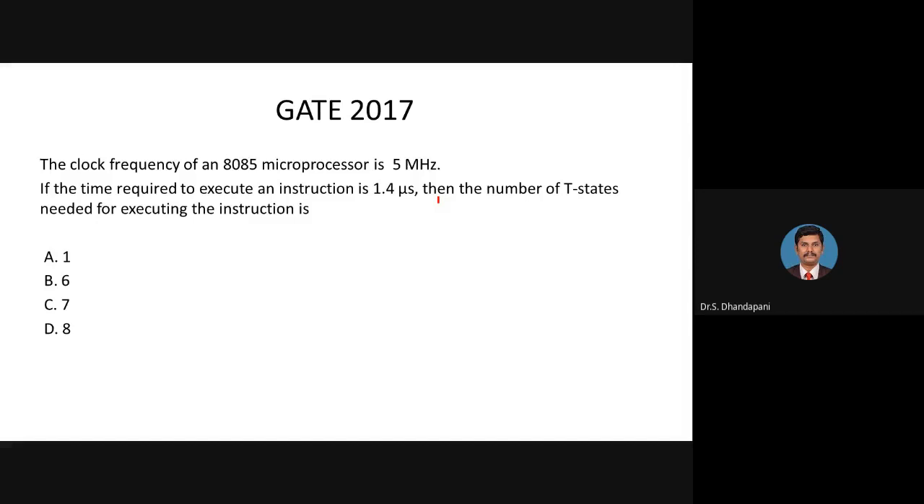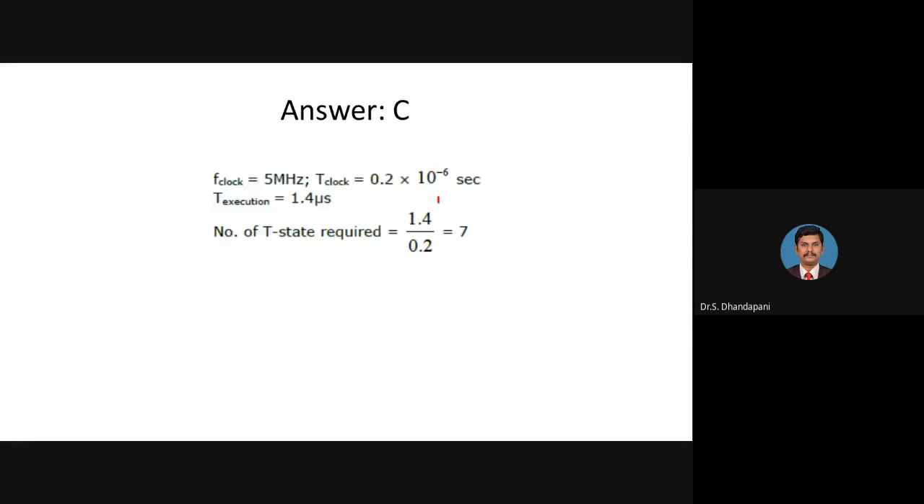So the data given: clock frequency is 5 MHz. If the clock frequency is 5 MHz, the time period for one clock cycle is 0.2 microsecond. We need 1.4 microseconds to execute one instruction. In one clock cycle we take 0.2 microsecond, but what we need is 1.4 microseconds. So 1.4 divided by 0.2 is 7. So the answer is we need 7 T-states to execute an instruction which takes an execution time of 1.4 microseconds.